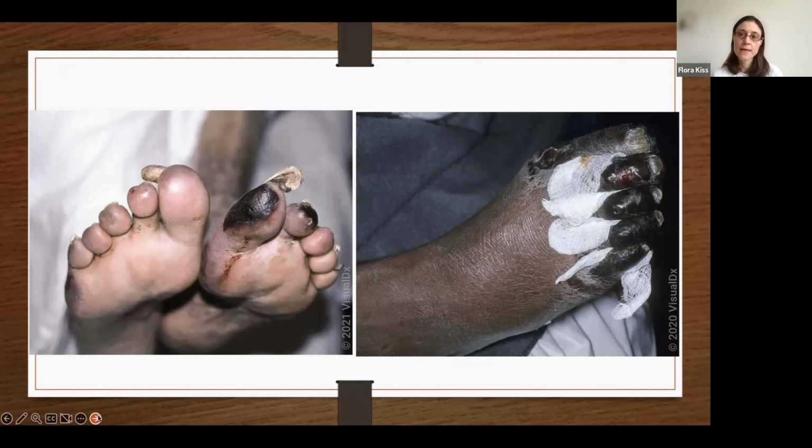And with frostbite, you can see the gangrene and necrosis that may develop, unfortunately, and it may even require amputation in some cases. And this is another environmental challenge that might affect the skin. And these were all of my cases.